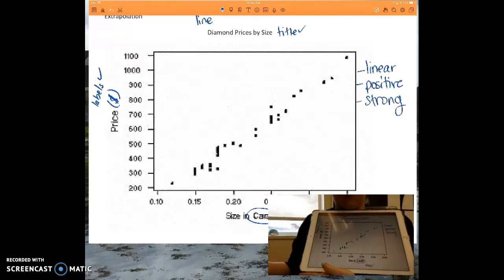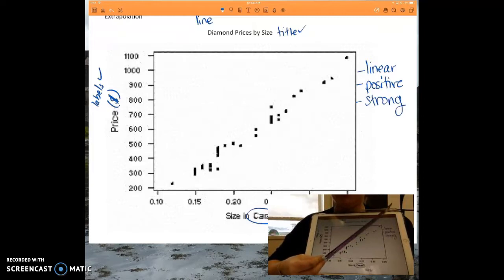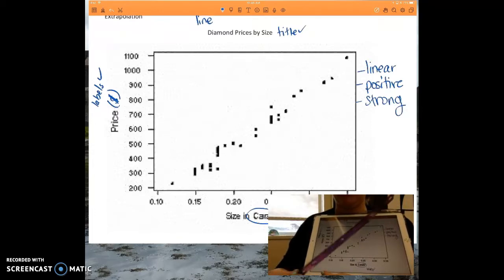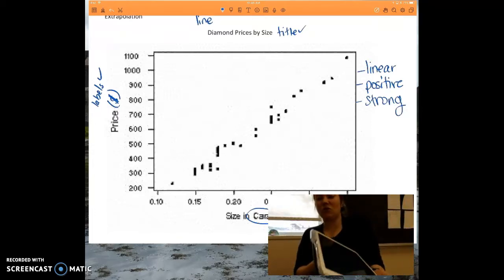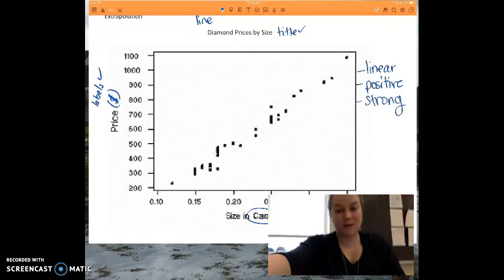So I'm going to take my ruler and I'm going to try and find a line that represents this as best I can. I don't want all the numbers above it. I don't want all the numbers below it. I need a line that splits the points. I want the same number of points above, the same number of points below, and try and make sure there's not a huge variance between them. So let me draw a couple lines and we'll determine which one is the best.